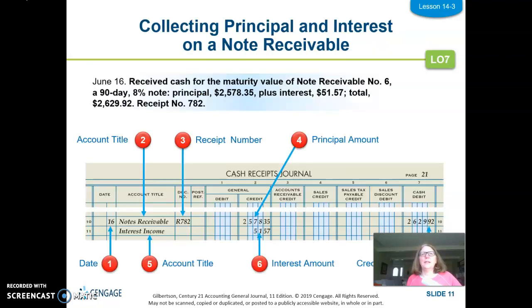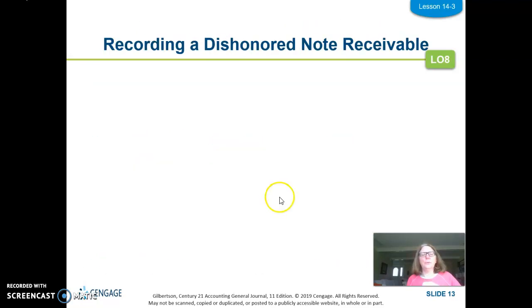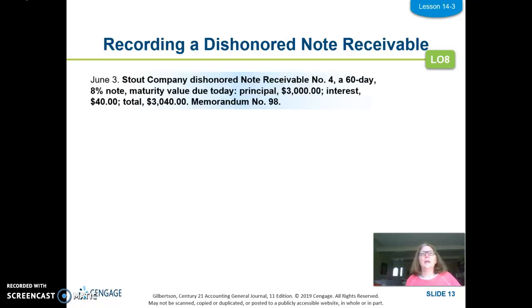Then your third transaction is we get to the maturity date, and instead of them having paid me, they dishonor it, meaning they can't pay me even when I gave them another 90 days. So they're really not okay. So Stout Company dishonors a note. It was a 60-day 8% note. Maturity value was due today. The principal was $3,000 and the interest was $40 for a total of $3,040.